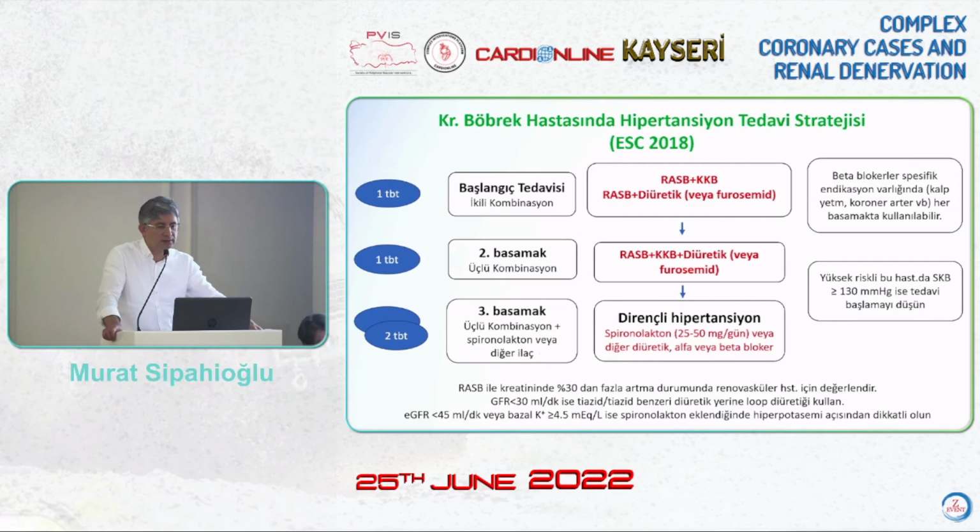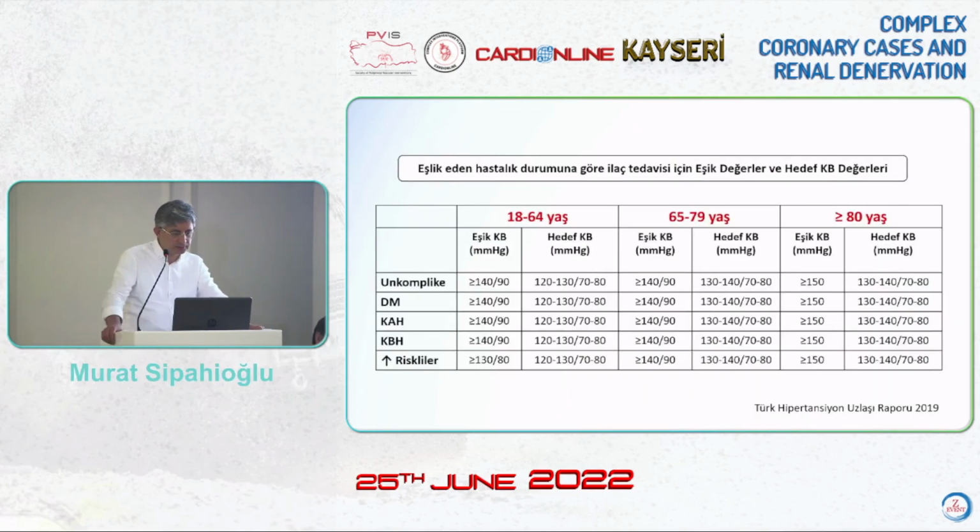In chronic renal disease patients, in terms of progression, ACE inhibitors or RAS blockers have an important place in the upcoming stages. If there's hypovolemia development in the patient, diuretics can be added to the treatment.